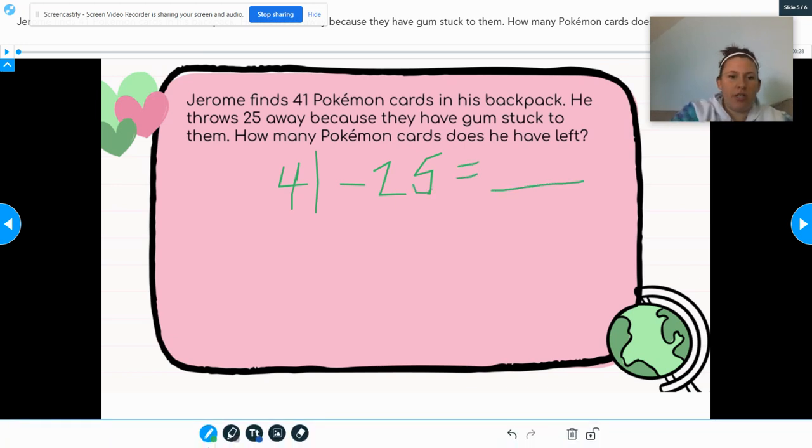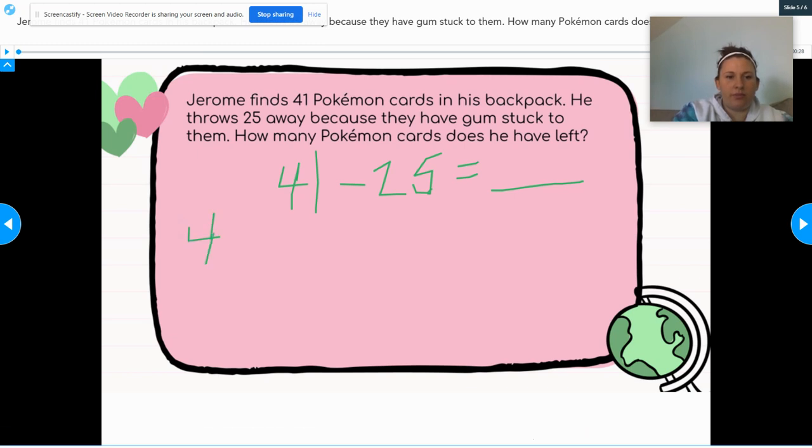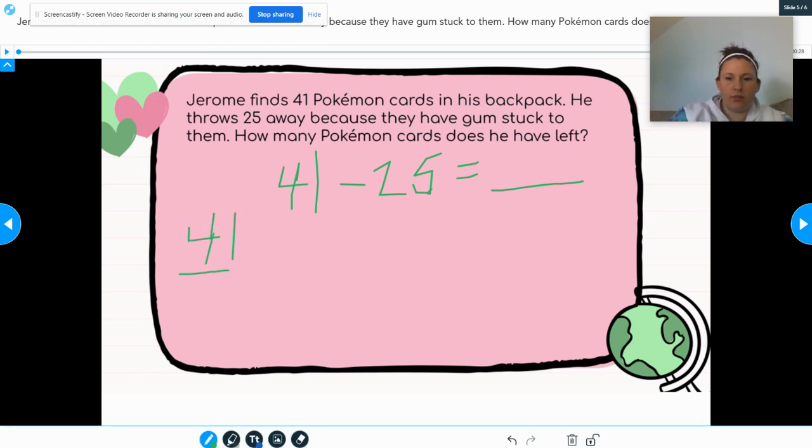So your options are you can either stack the numbers. Oh, wrong button.